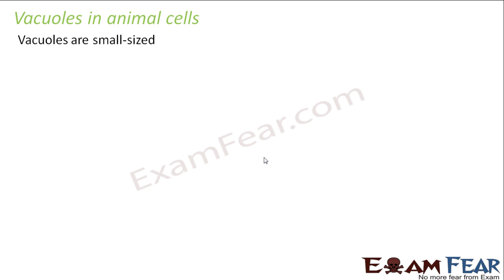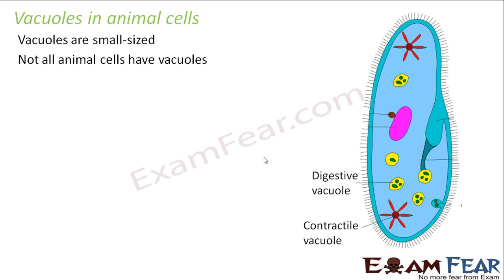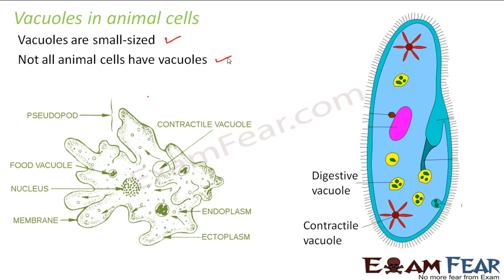So let us have a look at the vacuoles in animal cells. Vacuoles are small in animal cells when compared to plant cells. Not all animal cells have vacuoles. There are very few animal cells which actually have vacuoles. Some of the examples are amoeba. The first example which I have displayed here is amoeba. In amoeba you have the food vacuole. Similarly you have another vacuole, that is the contractile vacuole. So you can have more than one vacuole, but the size of each vacuole is small.